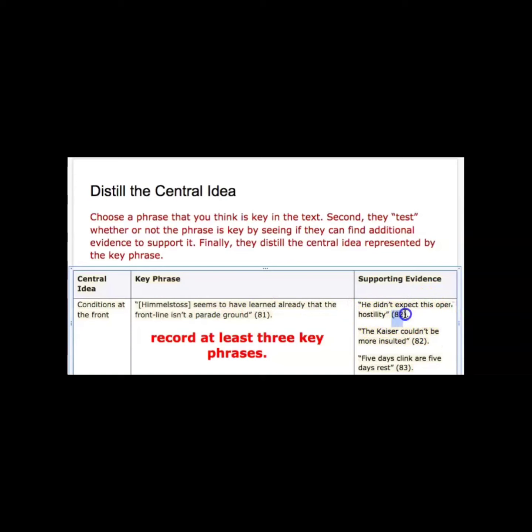On page 82, this line shows that he now understands that it's not a parade here: "Or the Kaiser couldn't be more insulted." So people are fighting and being insulted here. That shows us also that this is not a fun place to be. Or "5 days clink or 5 days rest." Well, when he says 5 days clink, he means 5 days in jail, or do you want 5 days of rest? This is also showing us that the front line is not a fun place.